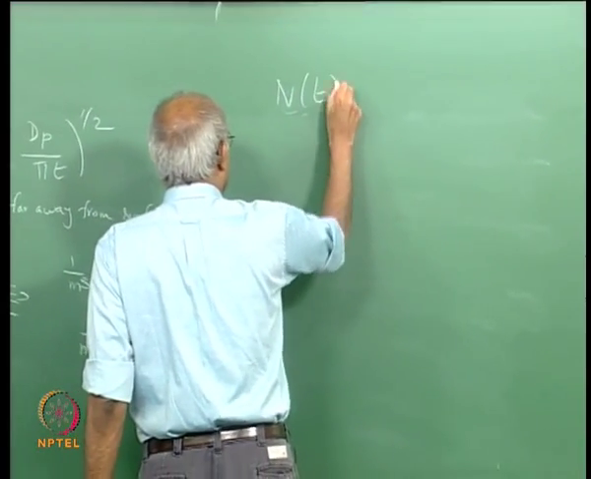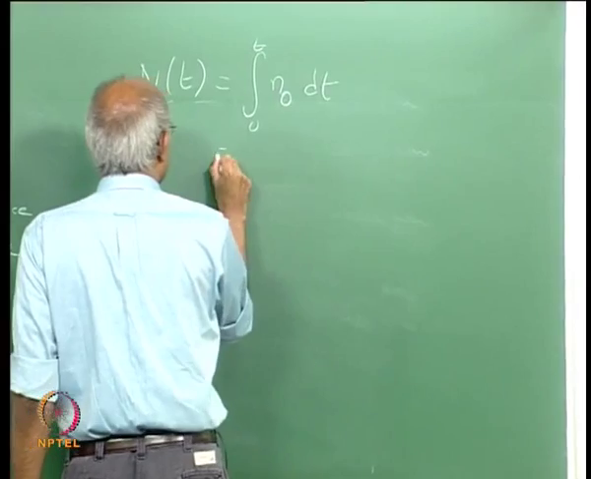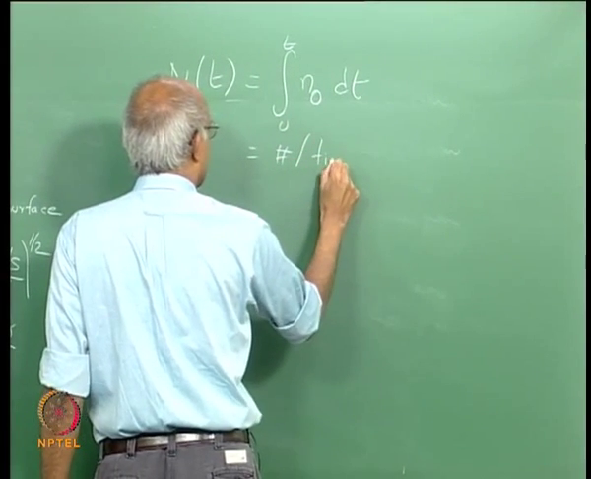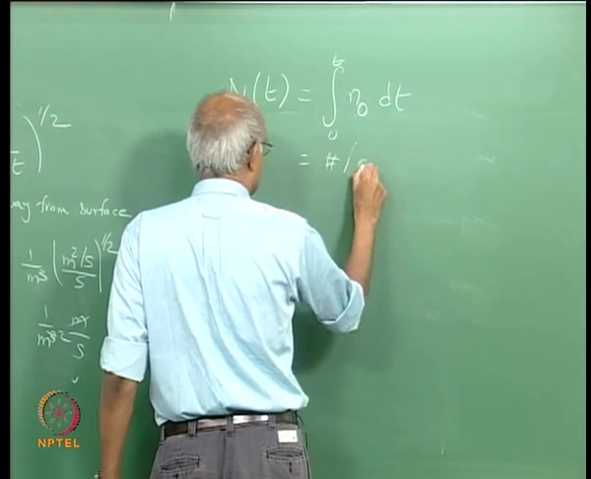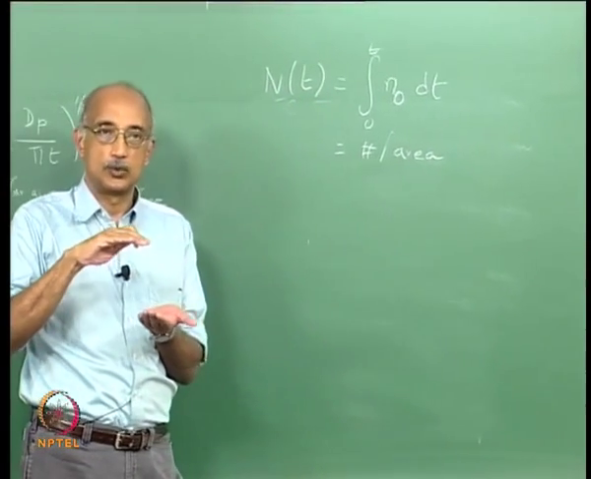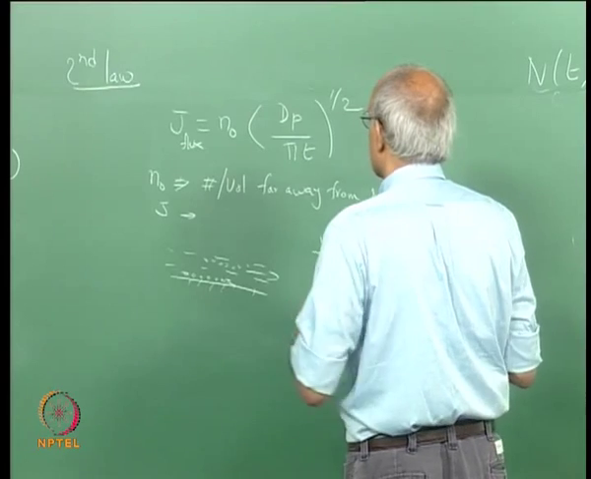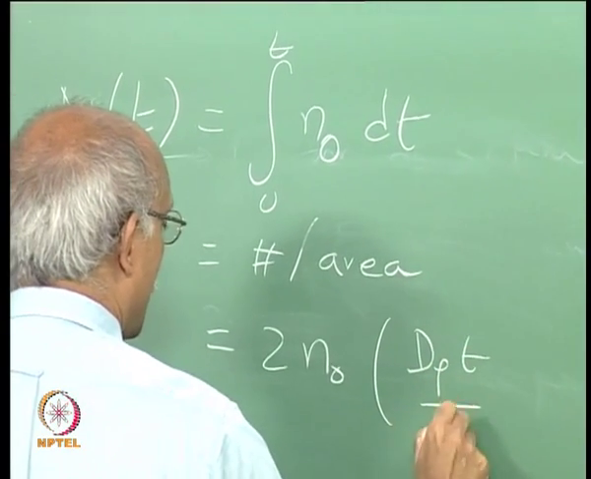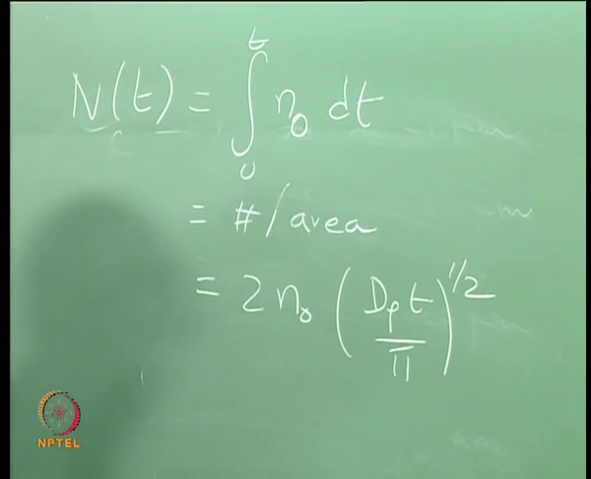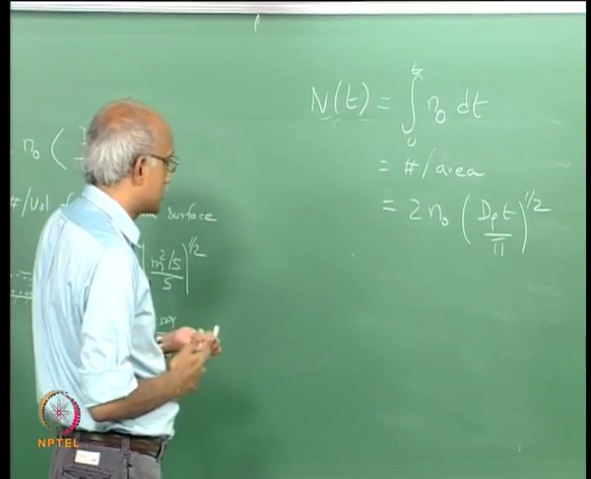So let's take N of T as being equal to the integral from 0 to T of N0 dt. So this is the number per area that has accumulated over a certain period of time from 0 to T. So what would this be? If you go back and do this integration, this is 2 times N0 times (dP T over pi) to the power half, right? And so the number concentration on the surface per unit area essentially scales as these parameters.